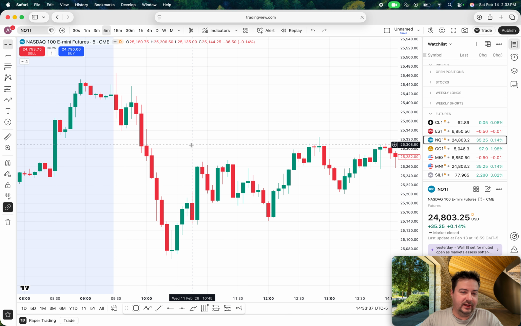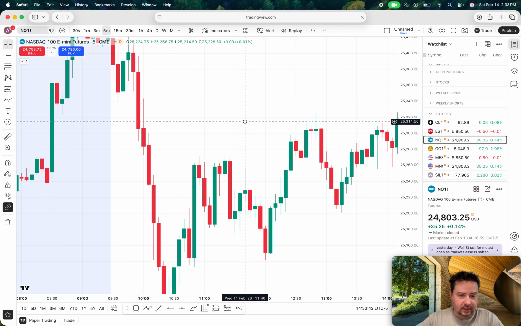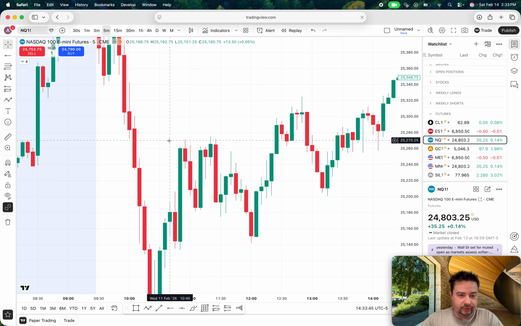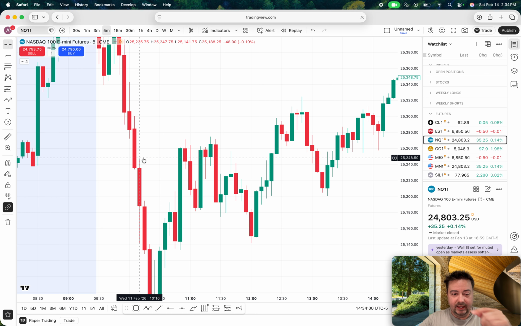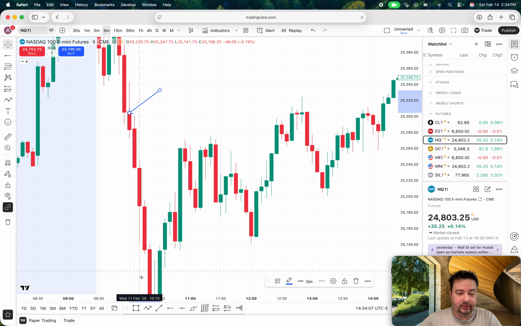So how do you identify what the fair value gap is? Well, specifically on this chart right here, we take the bottoming tail of this candle and we match it up with the topping tail of the third candle. Fair value gaps are a 3 candle pattern. So in this example, that's candle 1, this is candle 2, this will be candle 3.